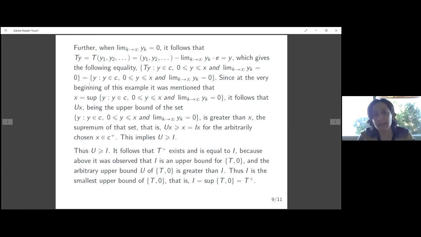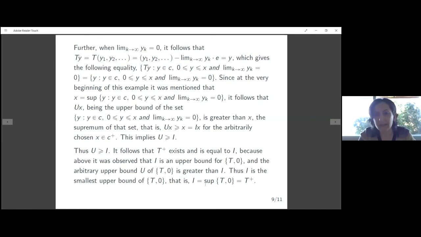So UX is an upper bound for this set, X is the supremum, so UX is greater than or equal to X. And hence, since X was positive, this gives that U is greater than or equal to I. So I is the supremum of T and 0, because I was an upper bound of T and 0, and U was an arbitrary upper bound of T and 0. So T plus, the positive part of the operator T, exists and it's equal to the identity operator.